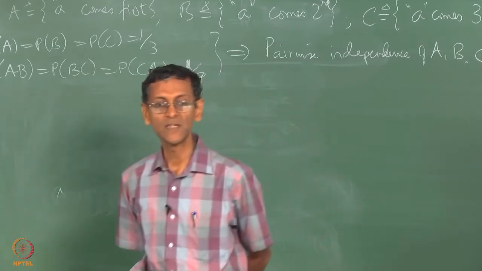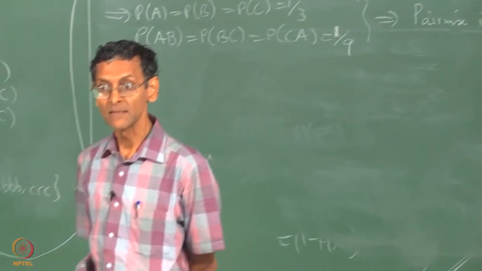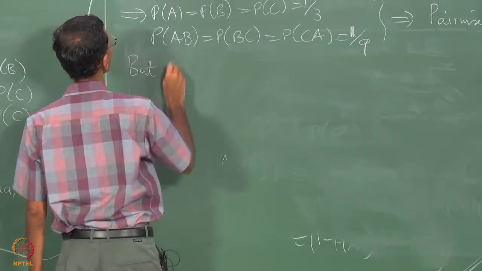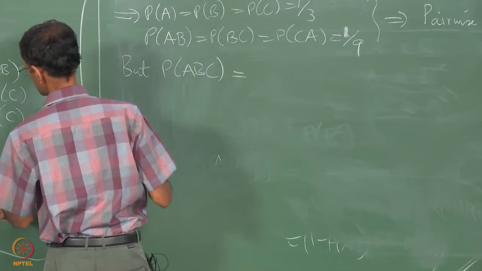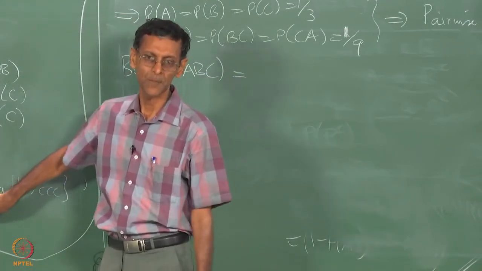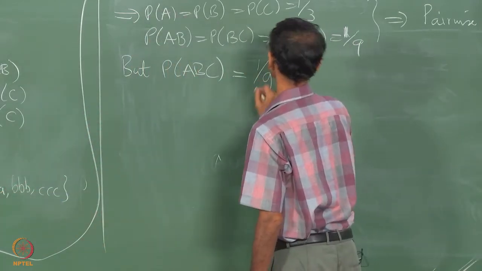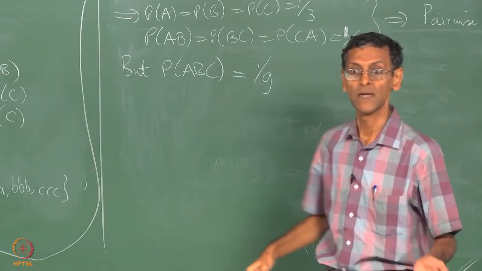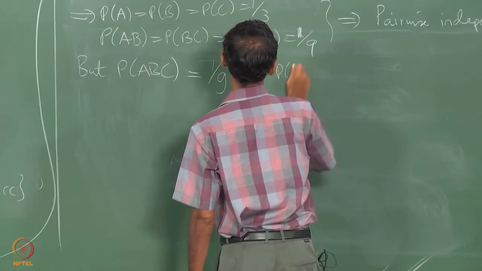What is the probability of ABC? Still 1 by 9, which is not 1 by 27. That happens only if you pick this string AAA, where A comes first, A comes second and A comes third, which is not equal to the product of the individual probabilities.